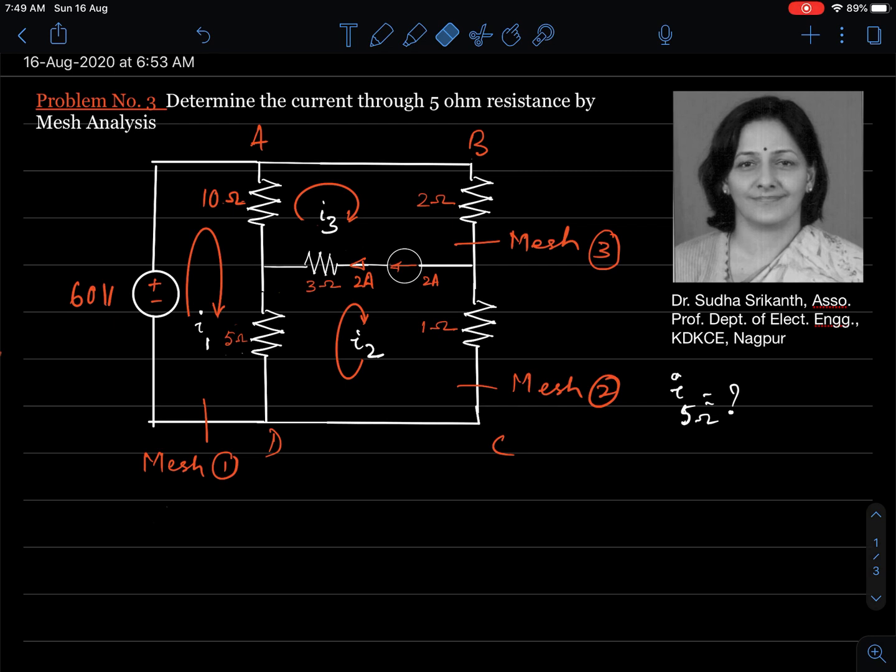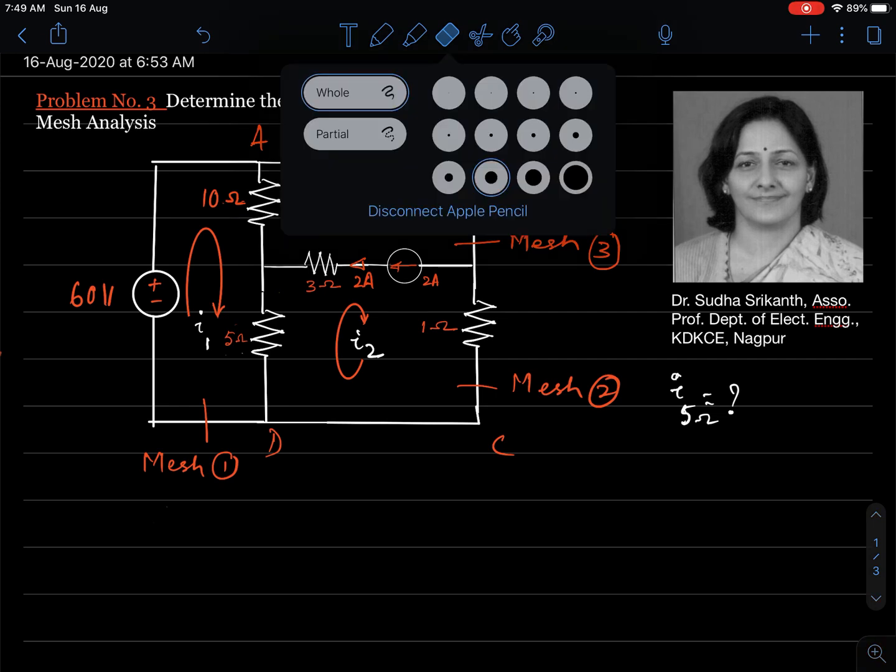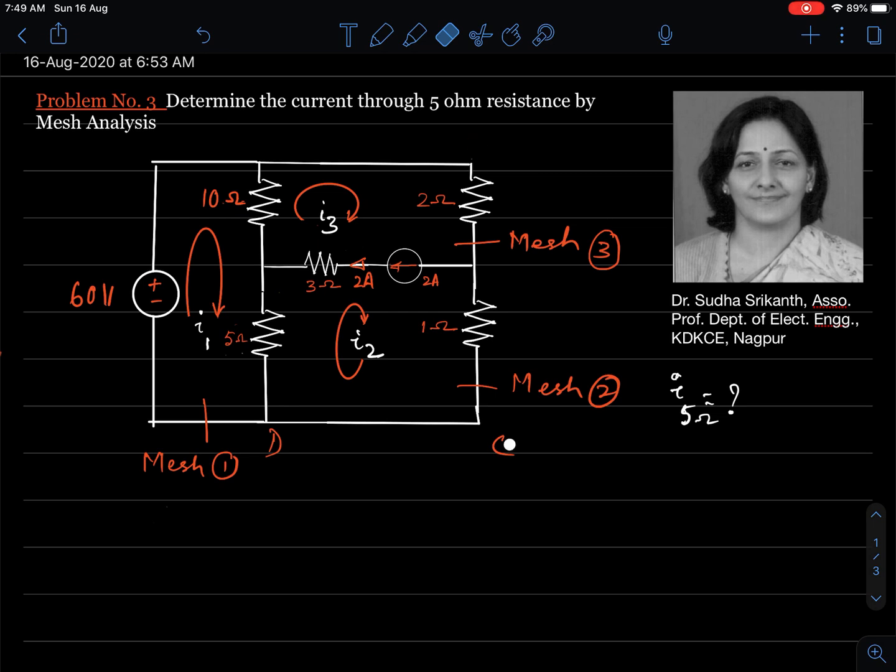Now, in this problem, this 2 ampere current source, which is between mesh 2 and mesh 3, is posing a problem. This mesh 1, mesh 2, mesh 3 labeling is something that I have written. It was not given in the problem. The currents in the 3 meshes are I1, I2, I3 respectively, and correspondingly I have named those meshes as mesh 1, mesh 2, mesh 3. These things were not there. I will give you the problem as it was.